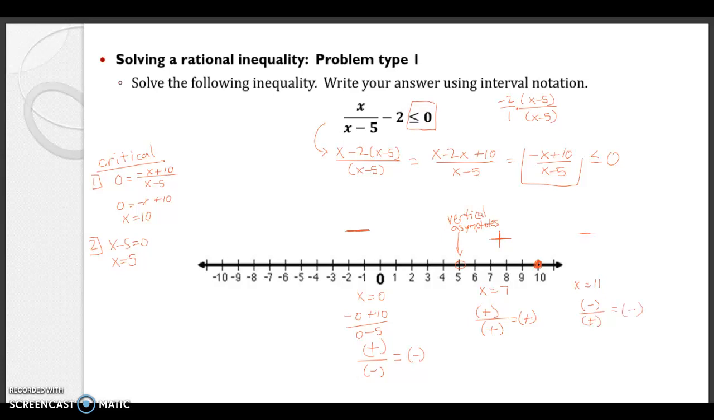Now, what did I actually want? I wanted the outputs where my function is less than 0. So I wanted the negative portion. So I'm going to have this interval from negative infinity to 5, and then again from 10 to infinity. What does that look like in interval notation? Negative infinity to 5, not including 5 because that's my vertical asymptote and I can't ever plug in 5. And then I'm going to go from 10, because that 10 value is going to give me 0, and I wanted it less than or equal to 0, and then to infinity. So those are the x values that I can plug into this left-hand side that will give me a value that is less than or equal to 0.